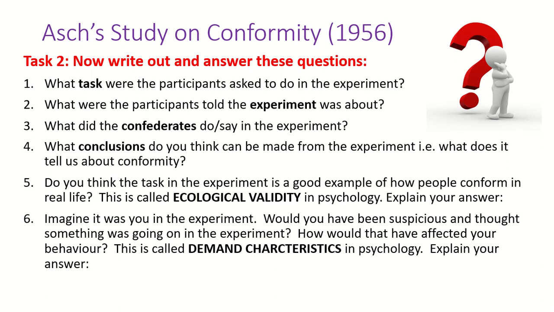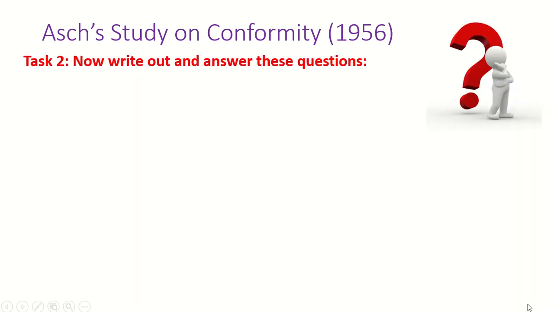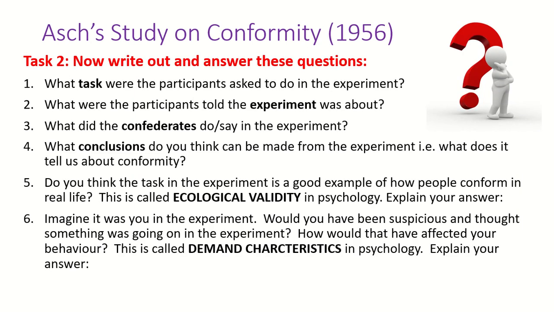What conclusions do you think can be made from the experiment? What does it tell us about the reasons for conformity? So to answer that question, you're going to have to think about what the results showed. How many people went along and gave an incorrect answer to that line length judgment?